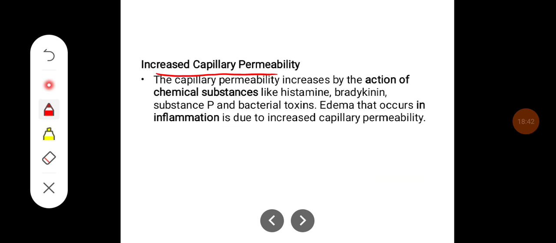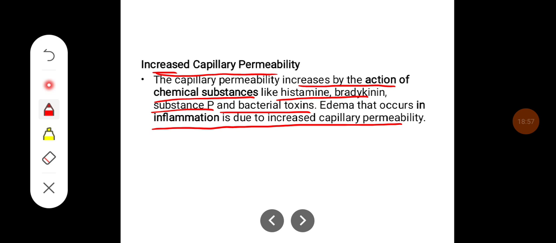Edema also occurs because of increased capillary permeability. The capillary permeability increases by the action of chemical substances like histamine, bradykinin, substance P, and bacterial toxins. Edema that occurs in inflammation is due to the increased permeability.